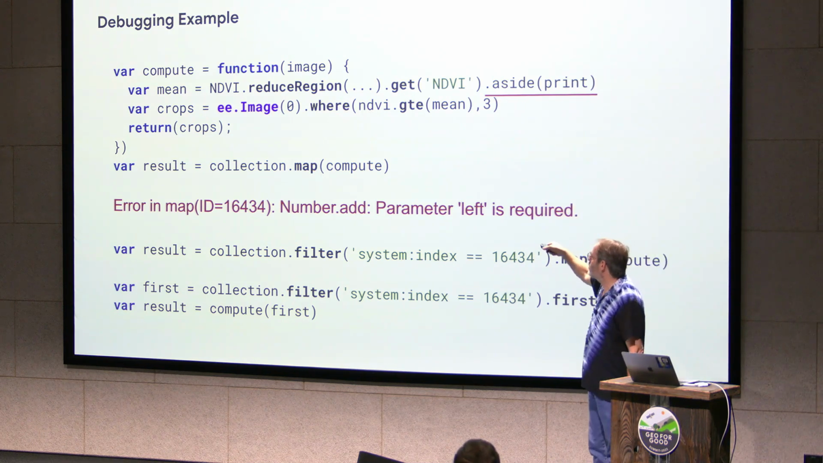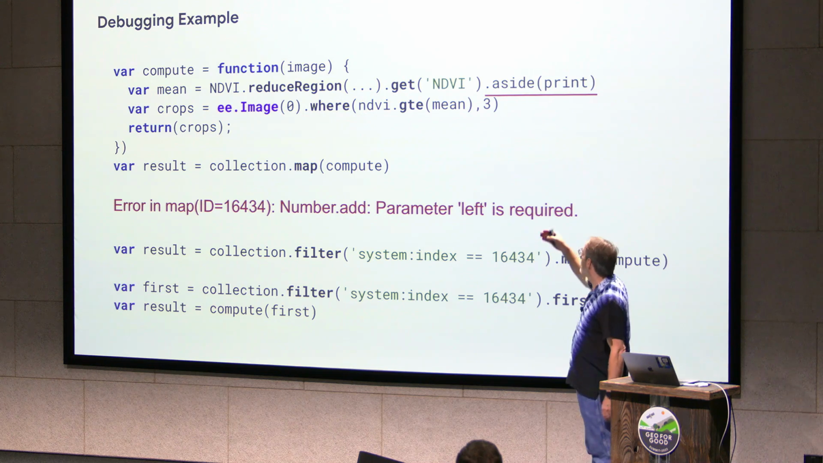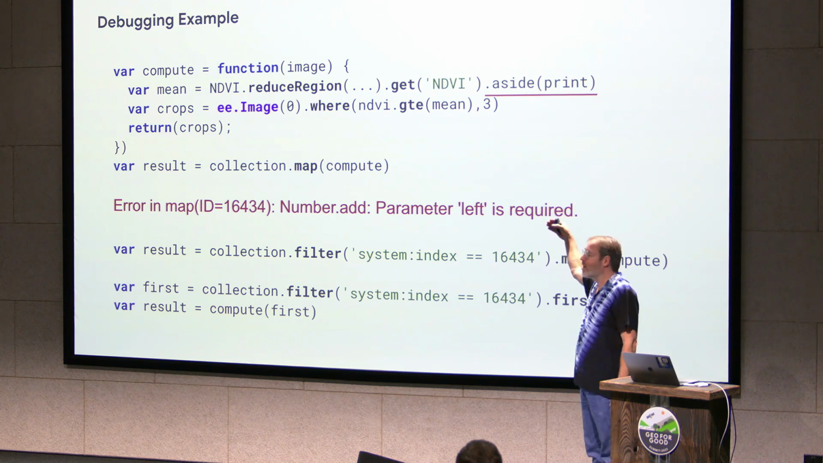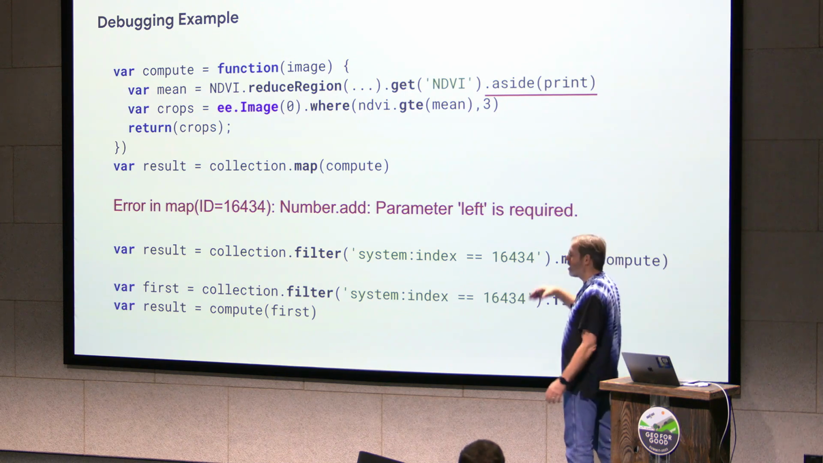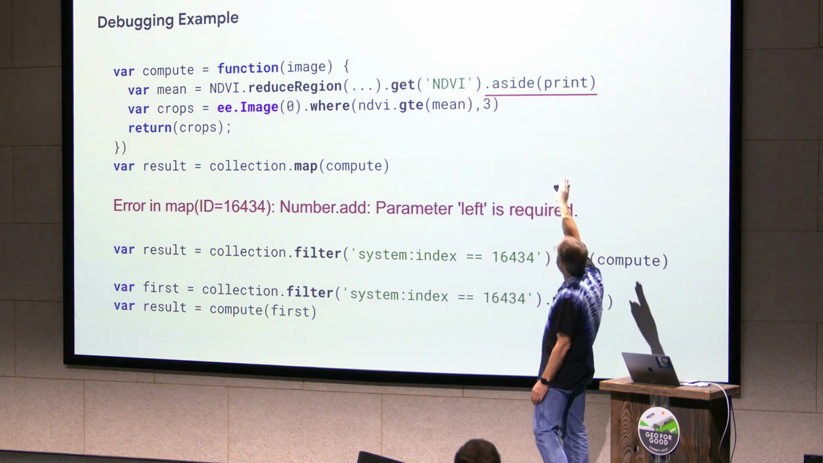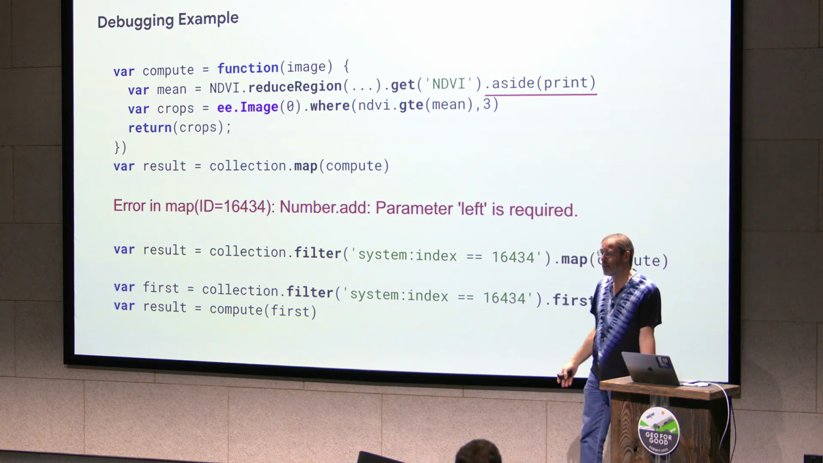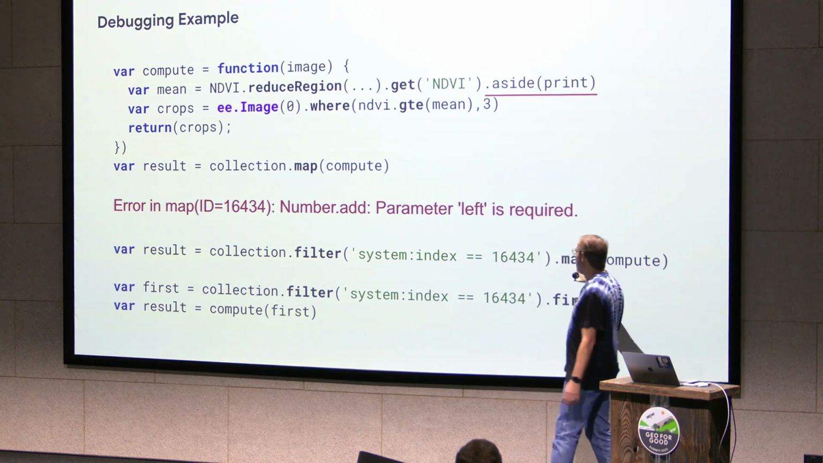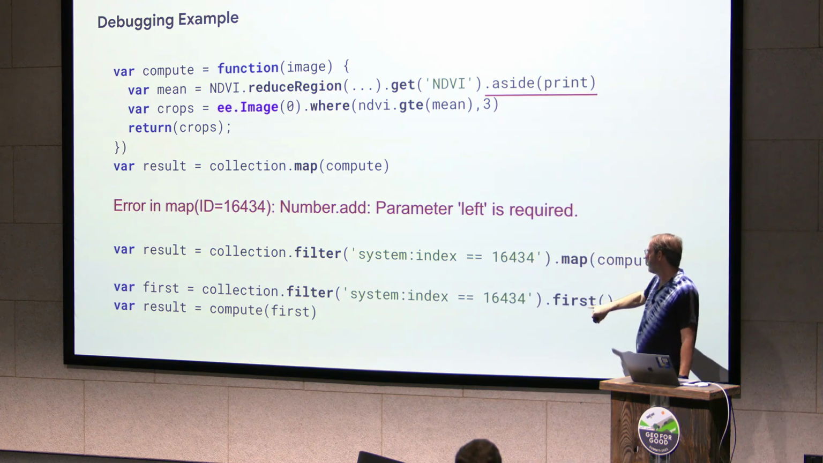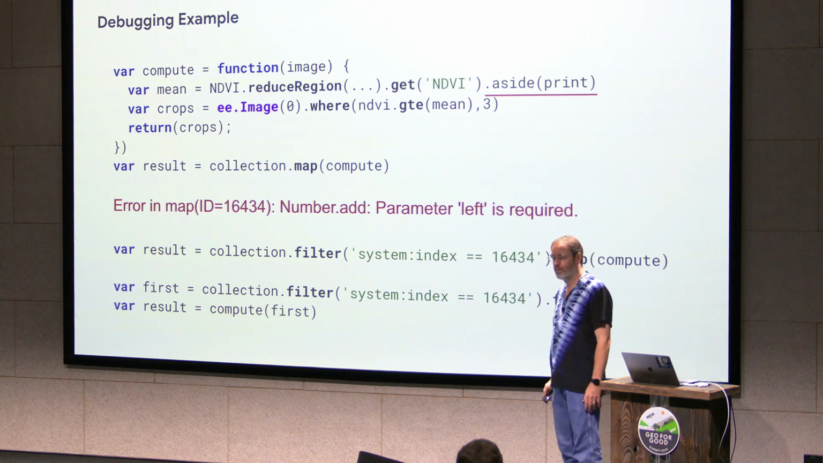In this particular case, what probably happened is the reduced region had no pixels inside of it. So it produced a null value. When you get it, there's nothing there. And then when you try to use that null value in an add or a where, it's going to fail. But when you print that result of the reduced region, you'll see, oh, I've got an object with nothing in it. That's my problem. And you can then try to solve it. So filter down to one, pull that one off, and run it through the function you were trying to use. OK?